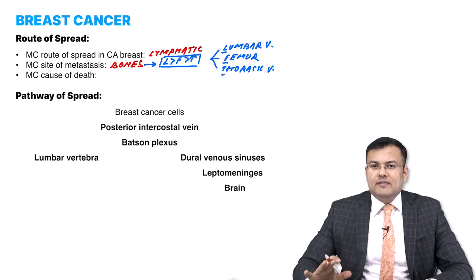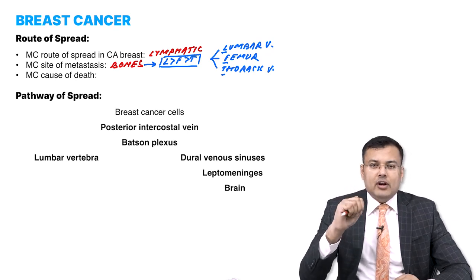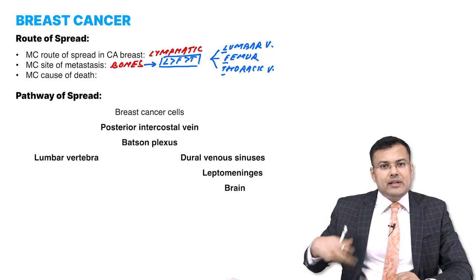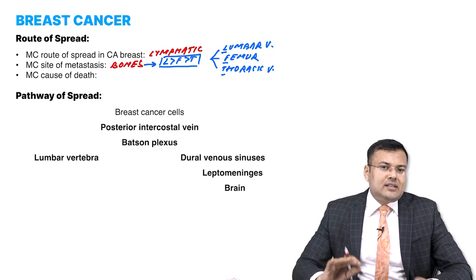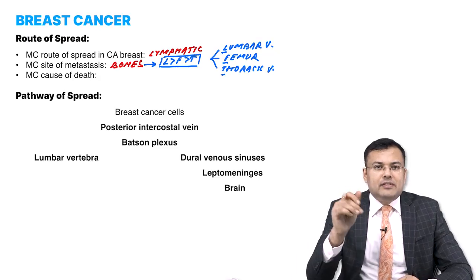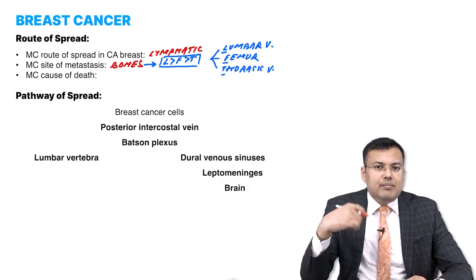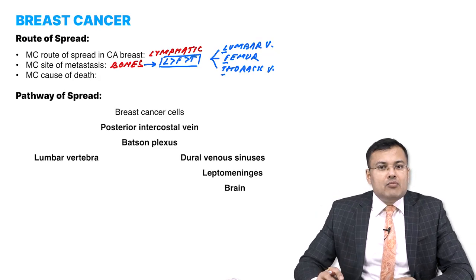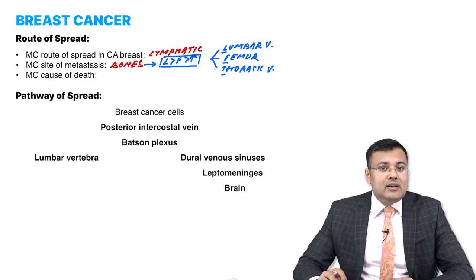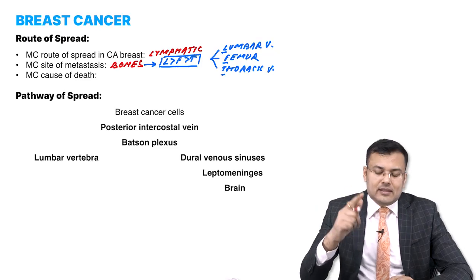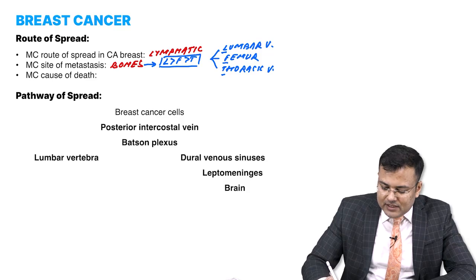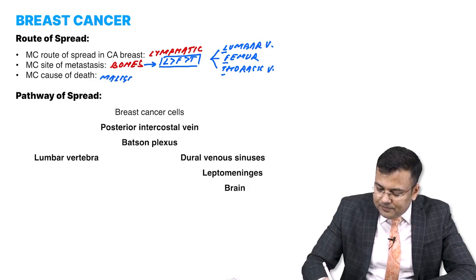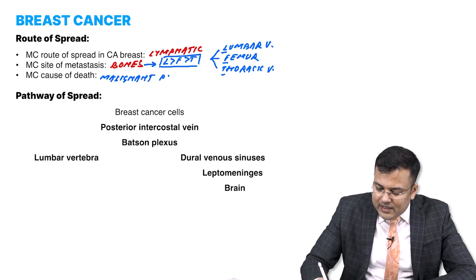Now coming to the most common cause of death. See, metastasis usually occurs in 4 organs: liver, lungs, brain, bone. Out of these, death usually doesn't occur from bone metastasis. Death usually occurs from liver, lungs, and brain metastasis. So the most common cause of death here is malignant pleural effusion, but the most common site of metastasis is bone. Clear? Malignant pleural effusion.